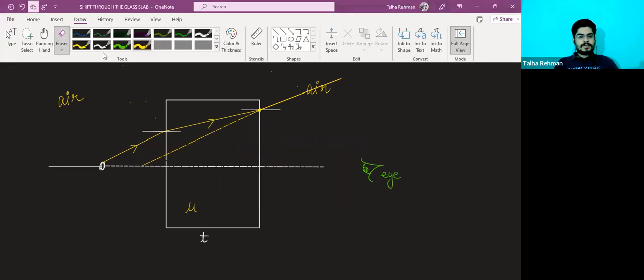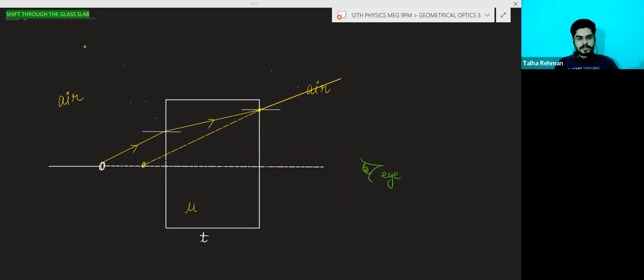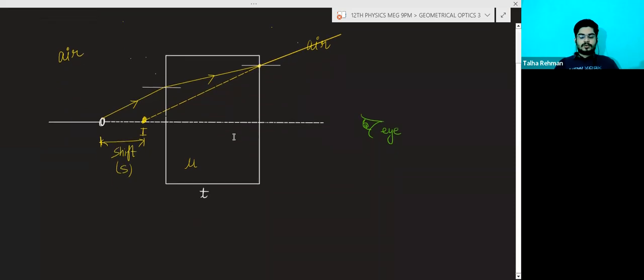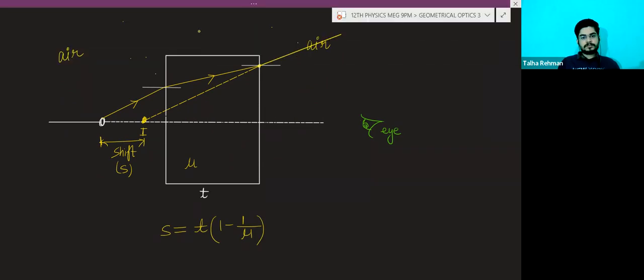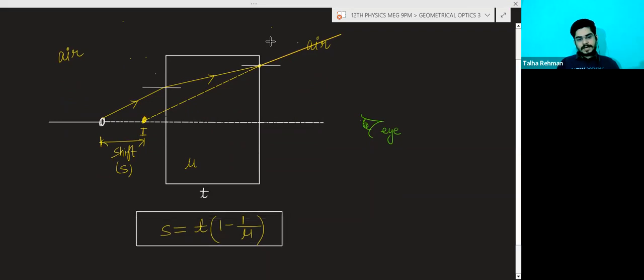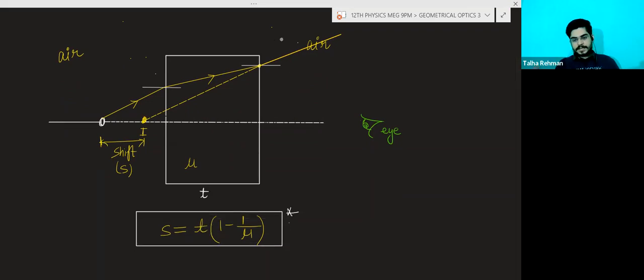So where will the image be? This will be the image of the object you will get. And this is known as the shift, S. To calculate this shift, there is a formula: S is equal to the thickness of the slab multiplied by 1 minus 1 upon the refractive index of the slab. And this formula is valid when on both sides there is air.